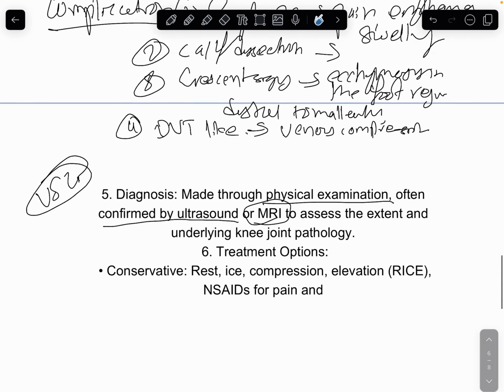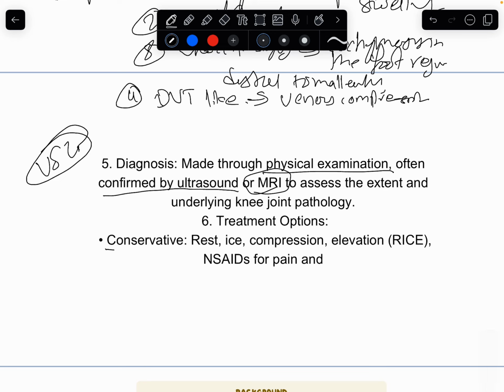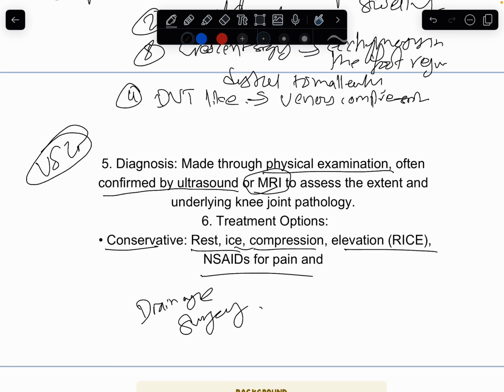The treatment is usually conservative because mostly it is asymptomatic, and we can do rest, ice, compression, elevation, and analgesia for pain. Sometimes we might need drainage or surgery depending on the complication.